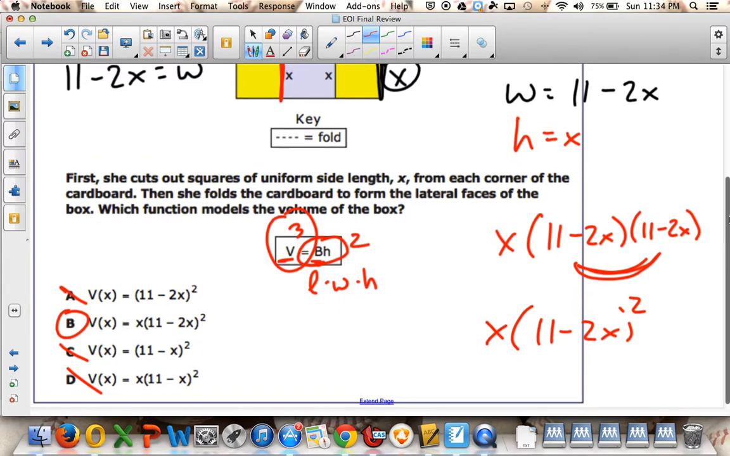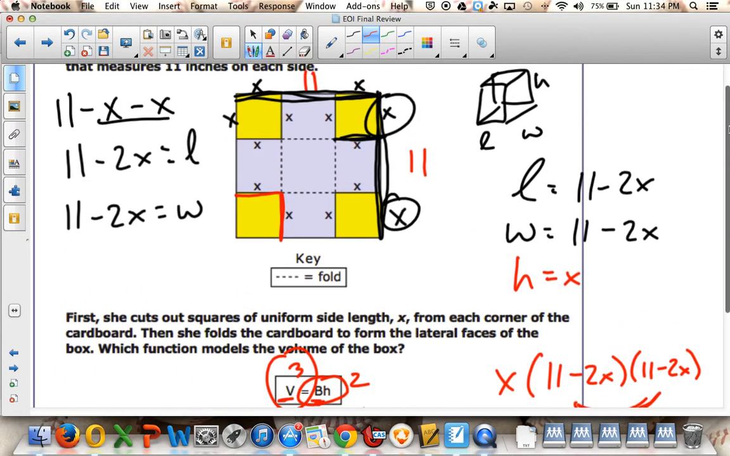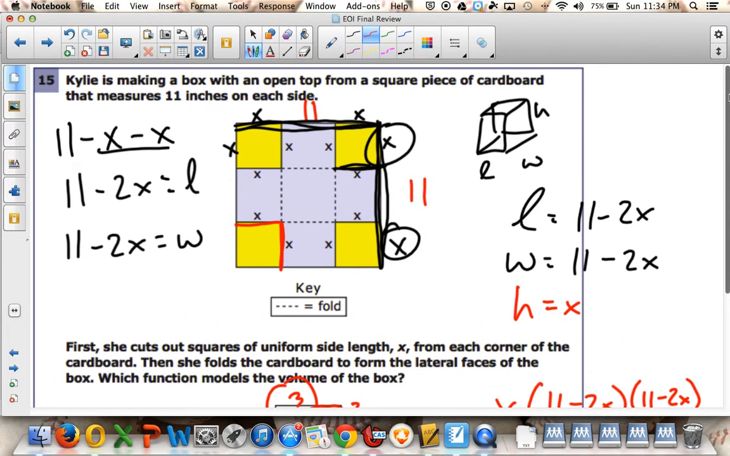It takes a little bit more to think about this one right here, but it's nothing that we haven't seen before, nothing that we're not able to do. Let's go to the next question.